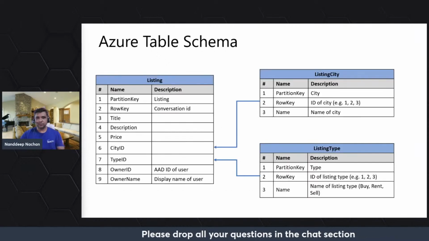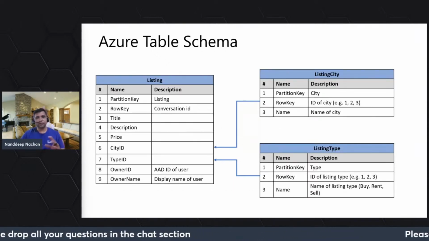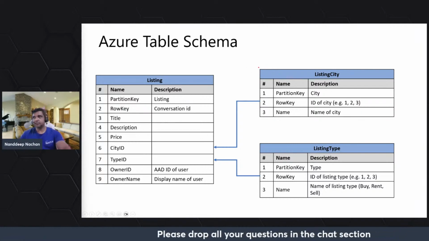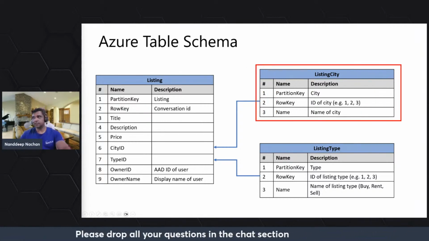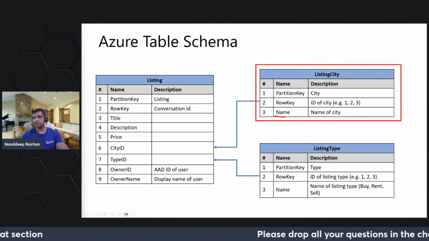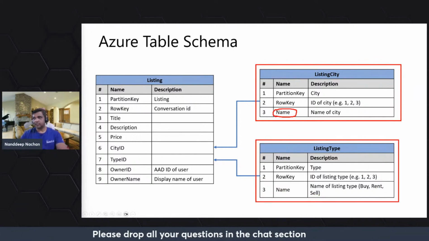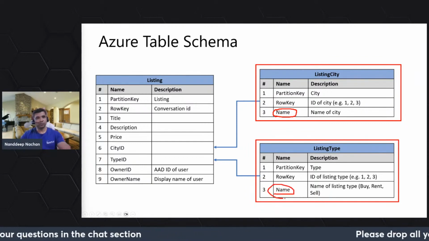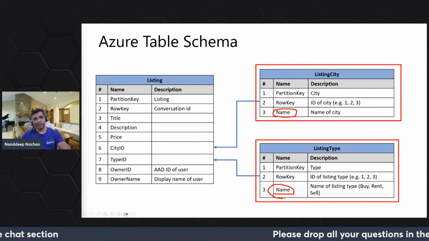All right, so just look at the data. I know that it can be optimized, but we are using only three tables here. Let's go ahead with listing city. Obviously listing city means where this particular item is being sold or bought. In that case, we will just store the name of the city in this particular table. Then we have another table called listing type, which is what type of listing we want to do. So for example, if we want to buy, rent, or sell items, we can do that.